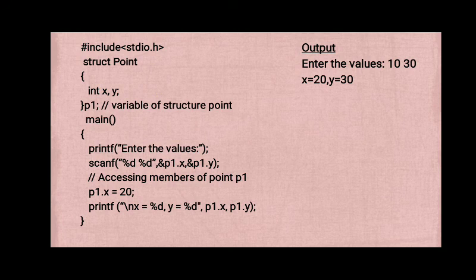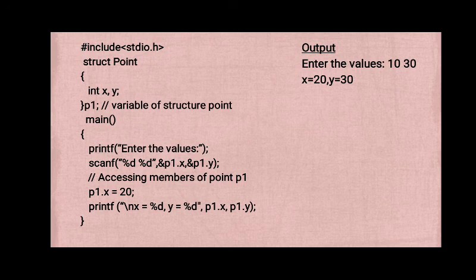The structure is a derived, user defined data type which is heterogeneous. That is, it can contain multiple data members of different data types. It is used to store a single record of data. So a single student record can be stored, or a single employee record, or anything like that. To store a single record of data you use a structure.